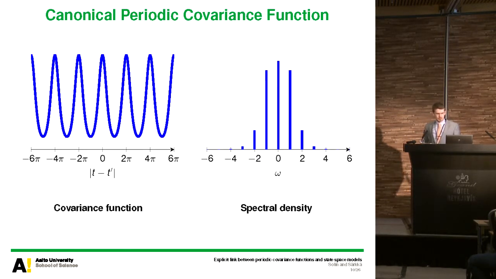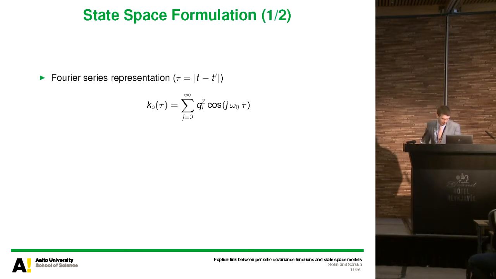The covariance function itself and the spectral density thereof look like this. So the covariance function is truly periodic, and the spectral density is made of some delta peaks. And now it's quite apparent that approximating this spectral density with some rational functions is tricky. It doesn't work. So we have to seek an alternative approach. And this is the main thing in the paper as well.